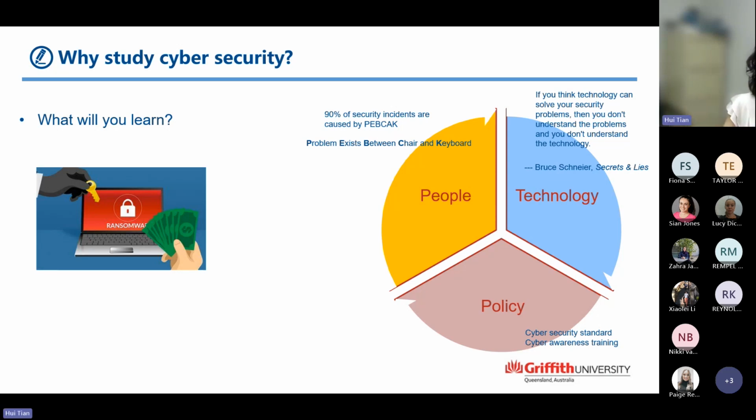And then they have to pay money to get their files back. Otherwise, the files will be locked maybe forever, if they can't find any way to unlock them. Okay, so this is a ransomware attack.